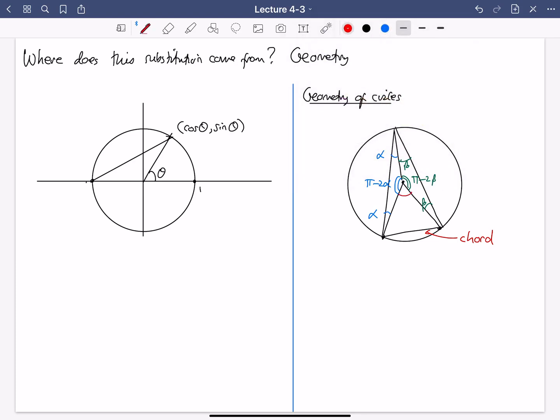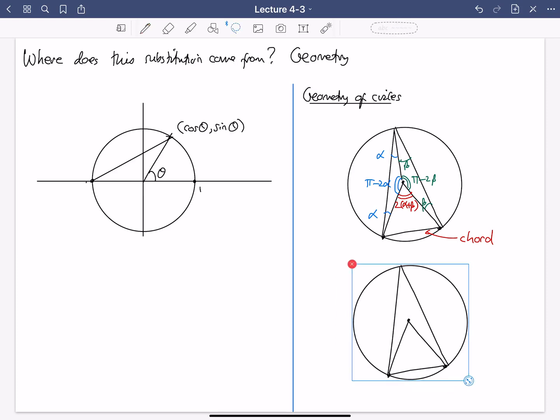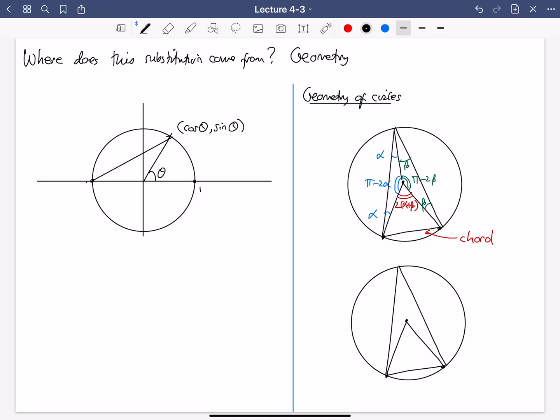And in that case, this angle right here, because this is a circle, so these have all got to add up to 2 pi, must be what's left, 2 alpha plus 2 beta. So 2 alpha plus beta. So what have I just shown? I've just shown that if you have this situation, you have a chord, that angle at the center and that angle on the circumference, well, one is double the other, because this angle is alpha plus beta and that angle at the center is double, 2 alpha plus beta.